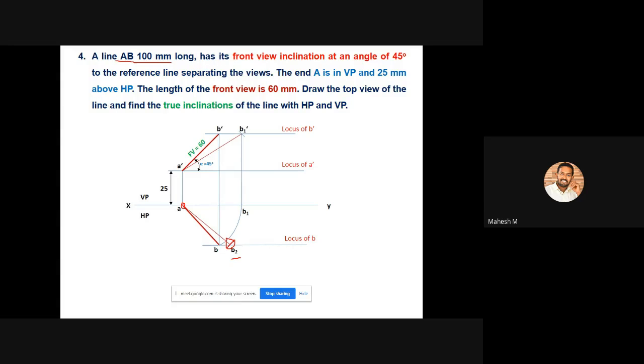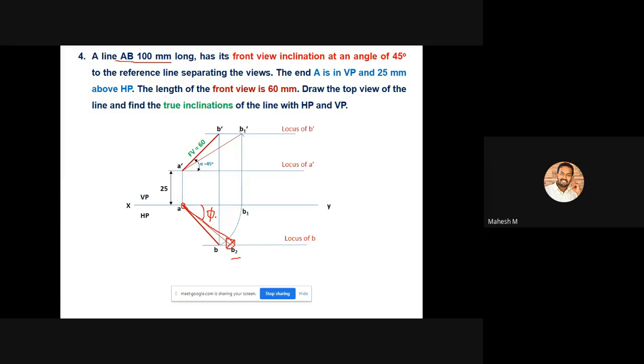You can connect these two points, that means the point A and the point B2. So this line is our top view true line. We can call it the top view true line, just as the front view one is the front view true line. The angle of this top view true line will be marked as pi. You can measure this angle and mark it as pi.